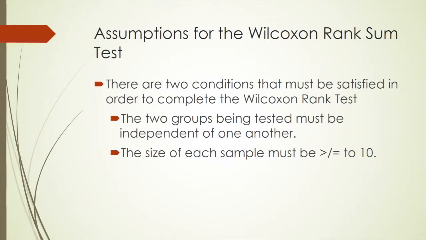Assumptions for the Wilcoxon rank sum test. There are two conditions that must be met. First, the two groups being tested must be independent of one another. The size of each sample must be greater than or equal to 10.